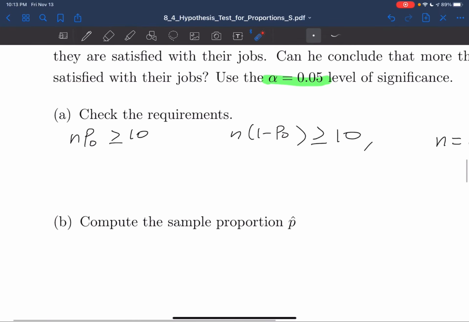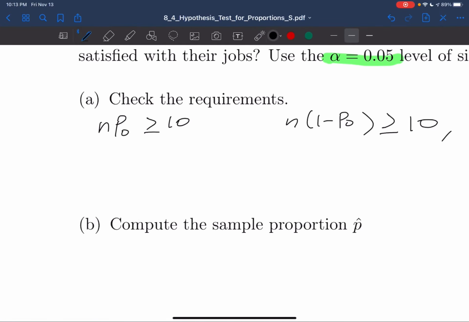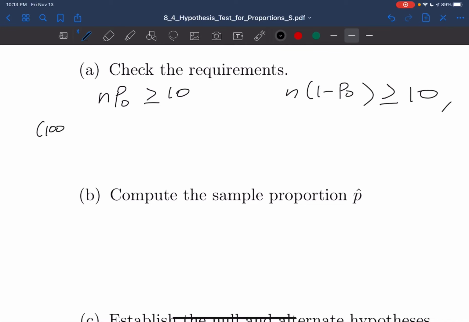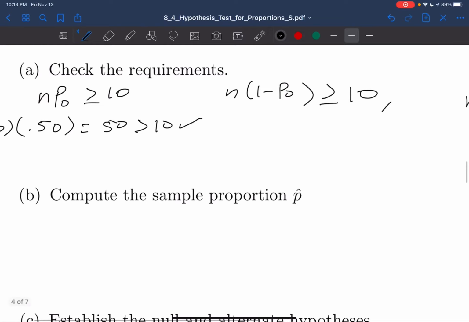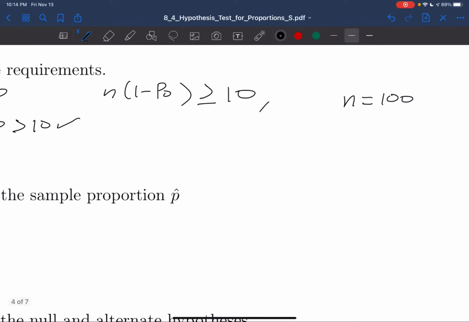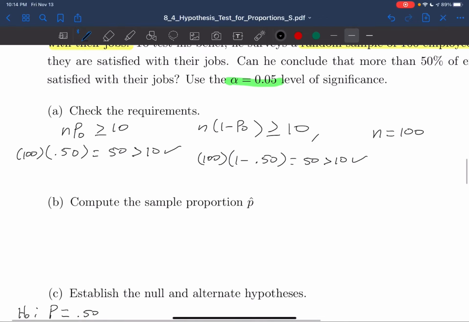So going back to checking the requirements, since we know n is 100, it'll be 100 times p naught, which is 0.50. This is going to be equal to 50, which is definitely greater than 10. So this checks out. Now we want to check this one. n here is 100 times 1 minus 0.50, and this is going to be equal to 50, and this is also greater than 10. So this is fine. Since both of these are satisfied, we could continue.